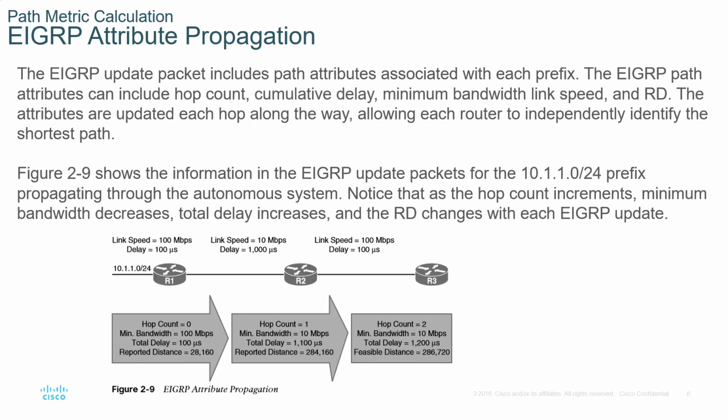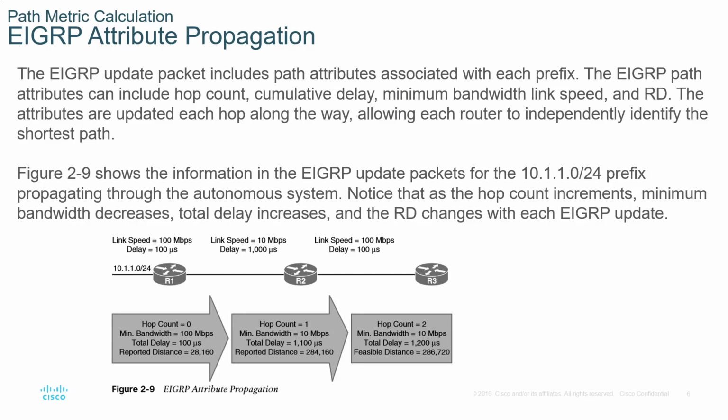So how does this work when we see it going up through a path? So as EIGRP travels through your network, the attributes are attached, such as hop count, the delay is added up, and the minimum link speed or bandwidth is included in each update.